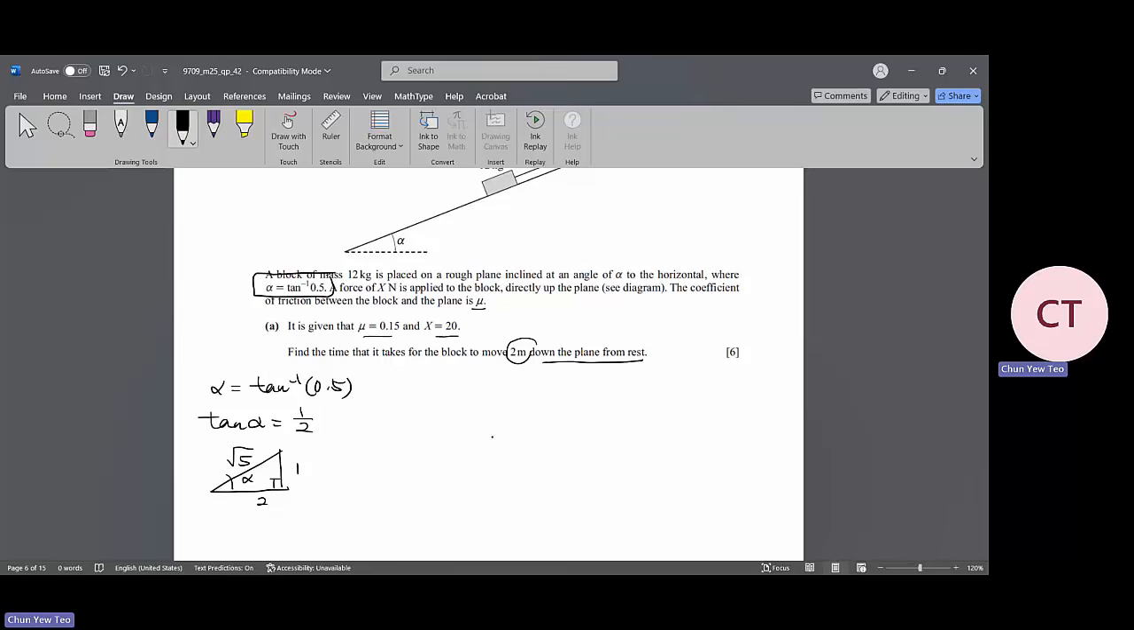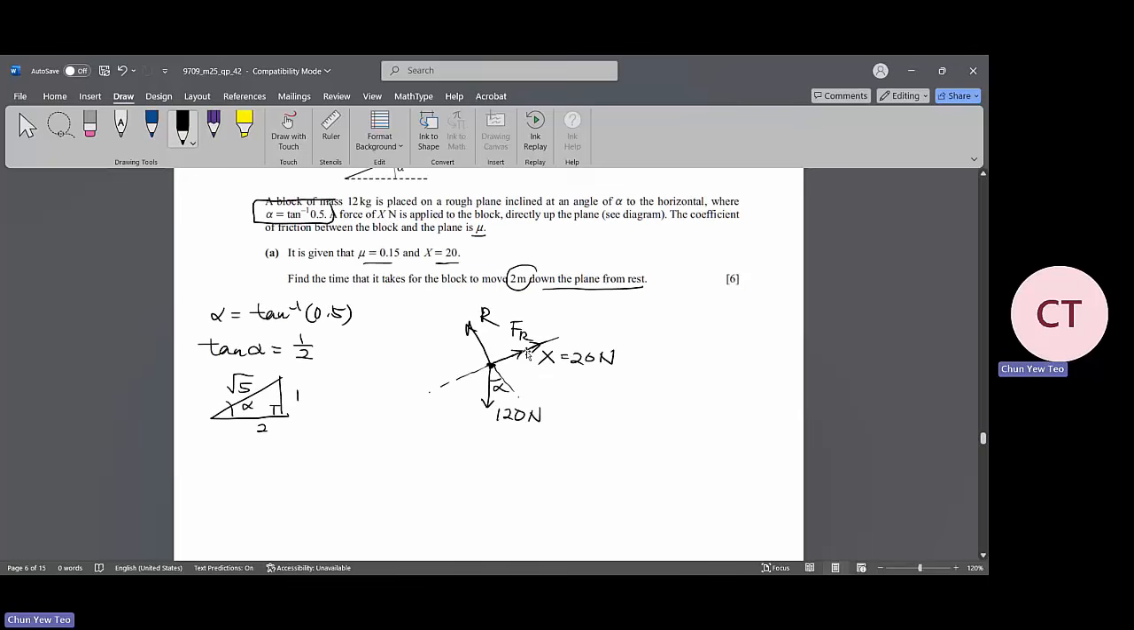So now I will redraw the diagram. I will treat the block as a dot. And this is the plane. This is your normal contact force. This is your weight. Your weight is 120 Newton. And this is your alpha. This is your X, and for this case, X is 20 Newton. And you are moving down. So if you're moving down, that means your frictional force must go in this way. So this is not equilibrium.